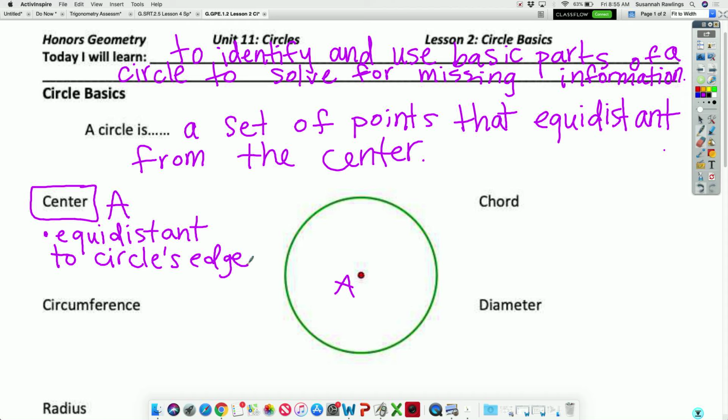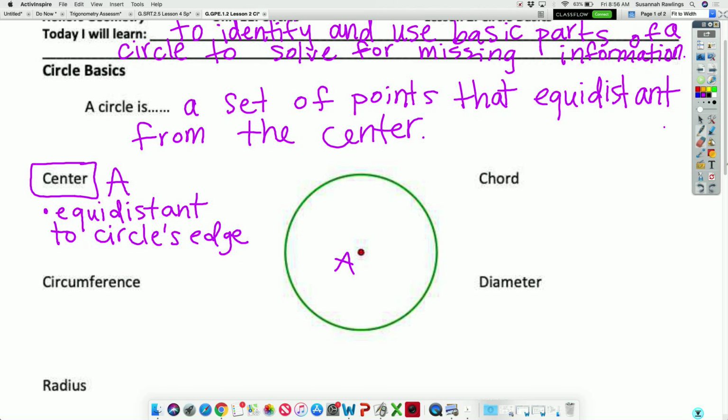Okay, let's go ahead and move on to chord. So chord should be a new term for you guys. A chord is a line segment, so does that mean it goes on forever, or does it mean it has a start and a stop? It has a start and stop. It's just a line segment. So this is a segment with both endpoints on the circle.